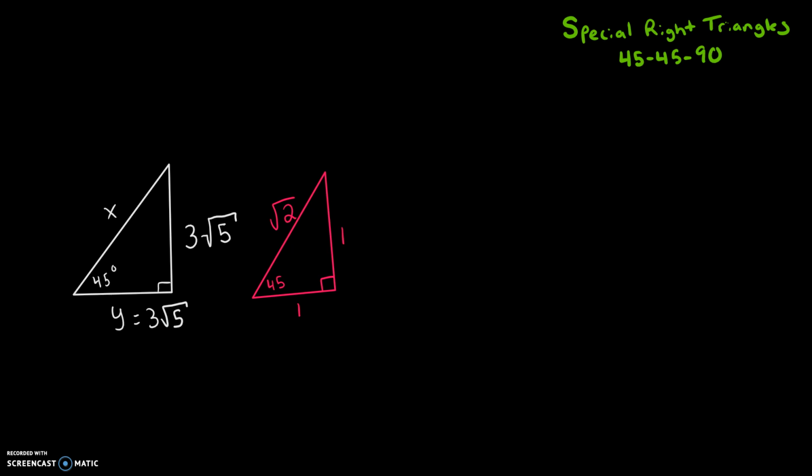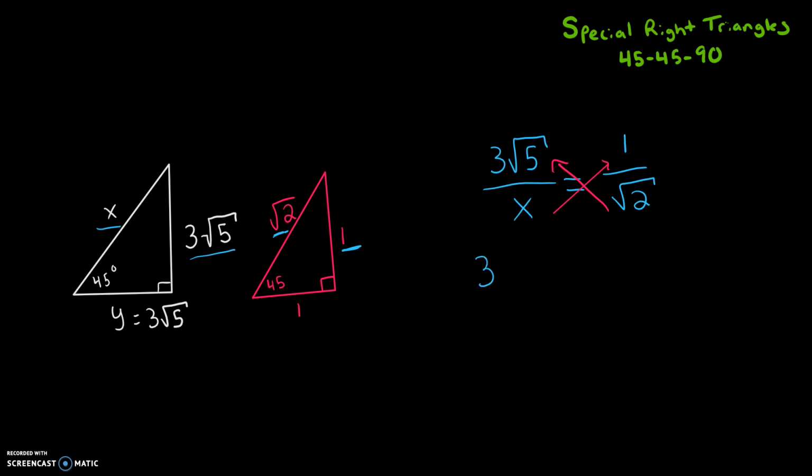Now we will set up our problem, and I will say our leg over hypotenuse is equal to our leg over our hypotenuse. So we will say 3 square roots of 5 over x is equal to 1 over the square root of 2. Just like before, cross multiply and solve. And we will get 3 square roots of 5 times the square root of 2 is equal to x.